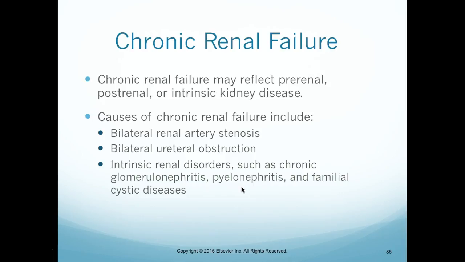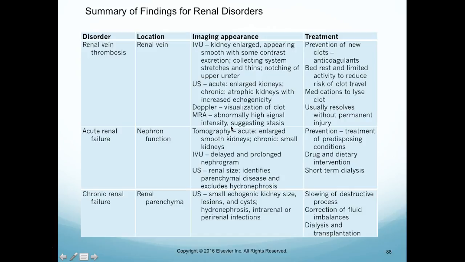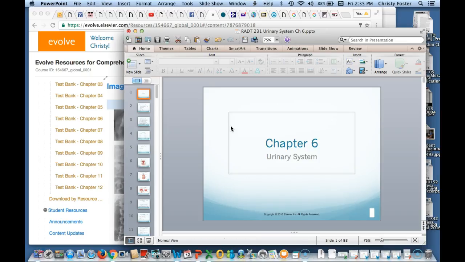Chronic renal failure may reflect prerenal, postrenal, or intrinsic kidney disease. Causes of chronic renal failure: bilateral renal artery stenosis, bilateral ureteral obstruction, intrinsic renal disorders such as chronic glomerulonephritis, pyelonephritis, and familial cystic disease. So here's an ultrasound of a kidney in failure. You can see how small it is. And here are your summary of renal disorders. And that sums up your urinary lecture.